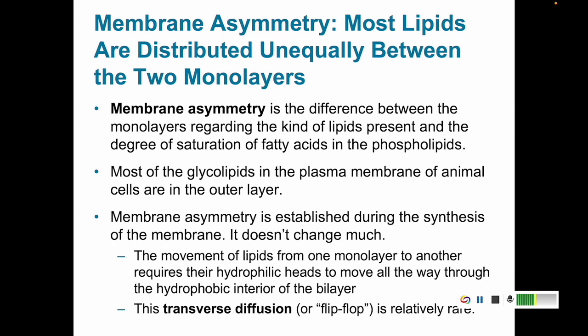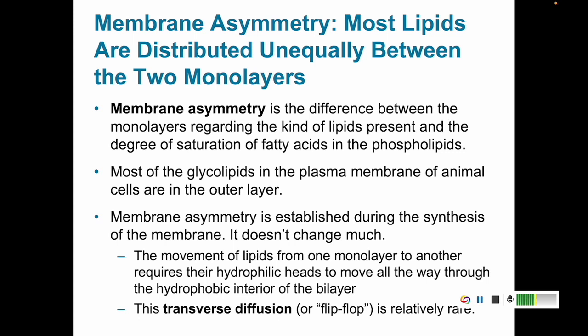That's really important because remember we said that sugar, that glyco part, is an important part of being able to recognize and interact with other cells. So that needs to be on the outside so a cell can recognize what it has found. So glycolipids are usually found on the outer layer. It doesn't do much good to keep it inside the cell.